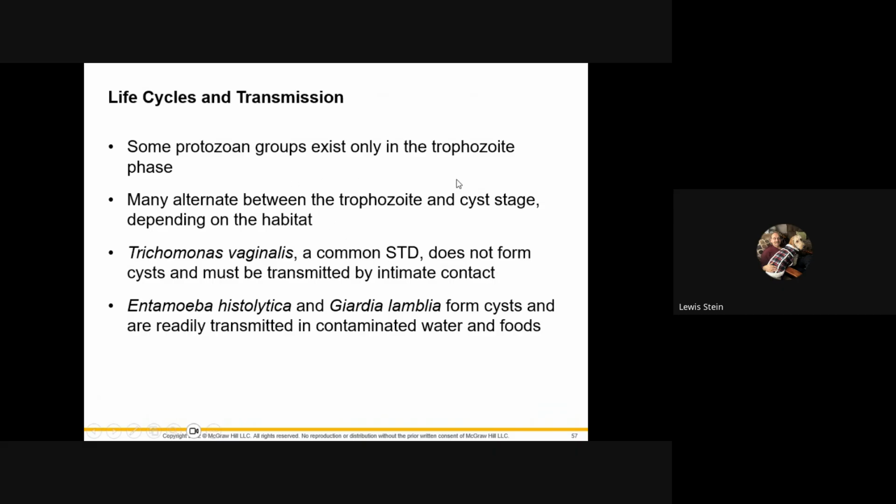Okay? And some of them are only in that. For instance, Trichomonas vaginalis is only in that. Does not form cysts. And it doesn't survive. Syphilis doesn't survive, even though that's a bacteria. Outside, they have to be treated. They are transmitted by intimate contact almost exclusively. Syphilis can be from injections and bloodborne and things like that.